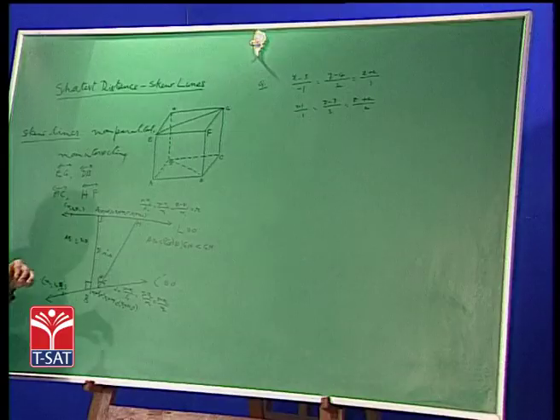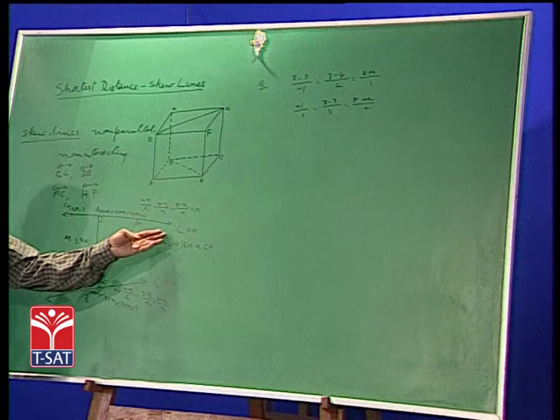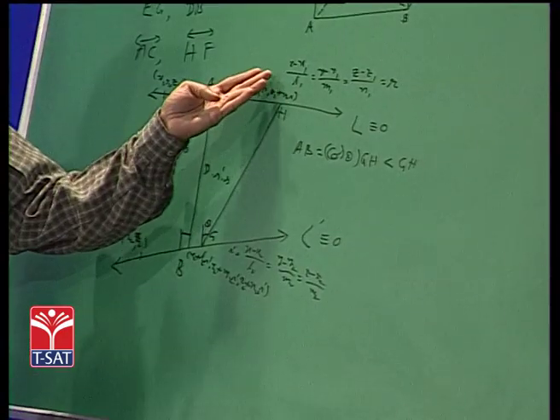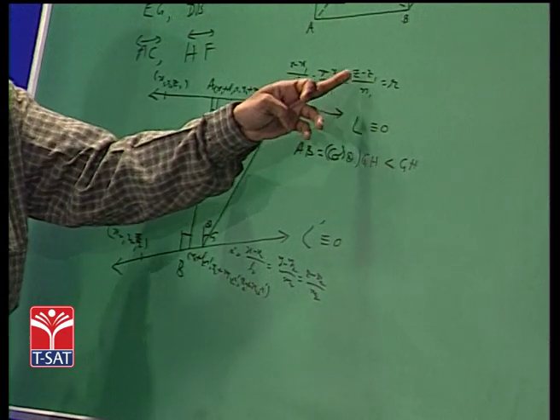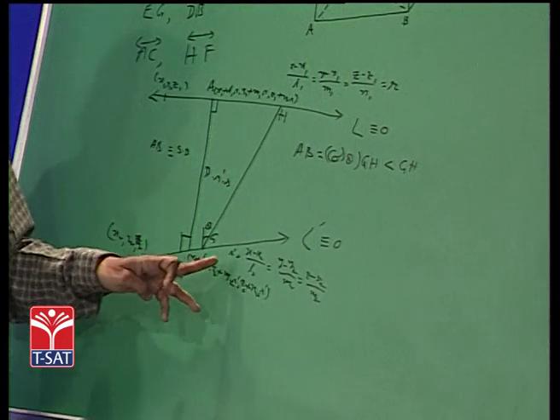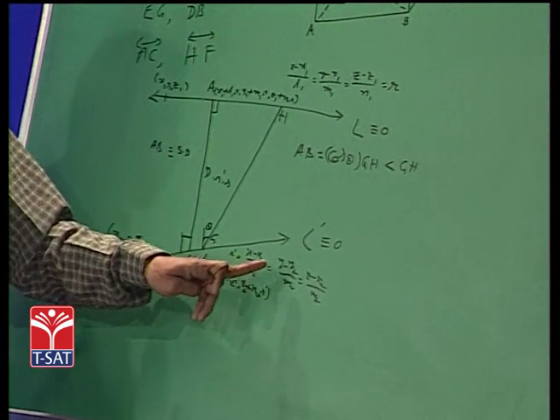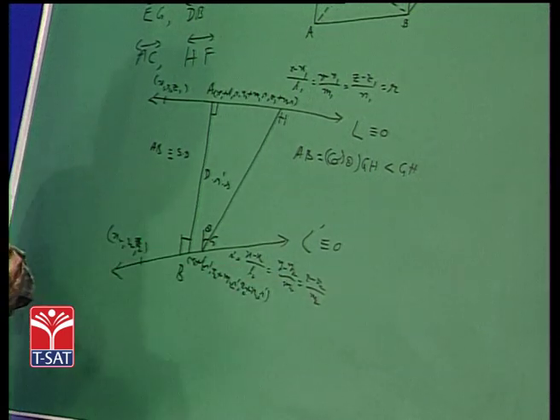Let us consider again these two lines L equal to 0 and L dash equal to 0. The equation of L equal to 0 is (x minus x1) by L1 is equal to (y minus y1) by m1 is equal to (z minus z1) by n1, and the equation of L dash equal to 0 is (x minus x2) by L2 equal to (y minus y2) by m2 is equal to (z minus z2) by n2.